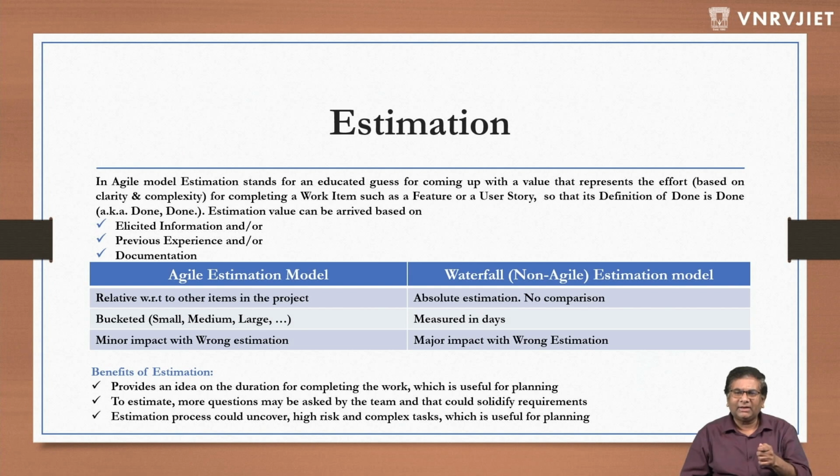So in the waterfall model, there are absolute estimations. They are measured in days. Whereas in Agile, they are not absolute estimations. That's the interesting fact. I will talk about why they are not absolute and how they do it in the next slide. But they are relative with respect to other items in the project, and they are actually bucketed. In the waterfall model, they'll say this feature, story, ticket or function takes 3 days. Here, this story belongs to this bucket in the Agile model.